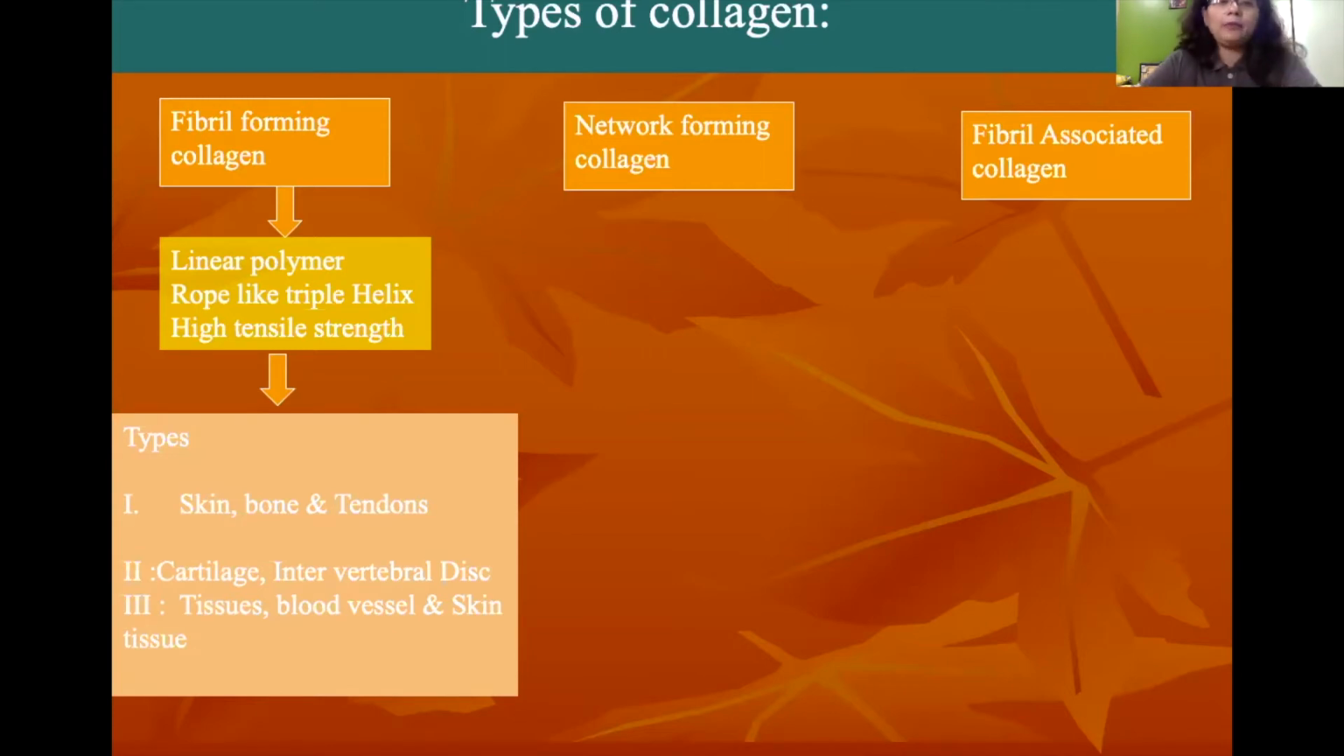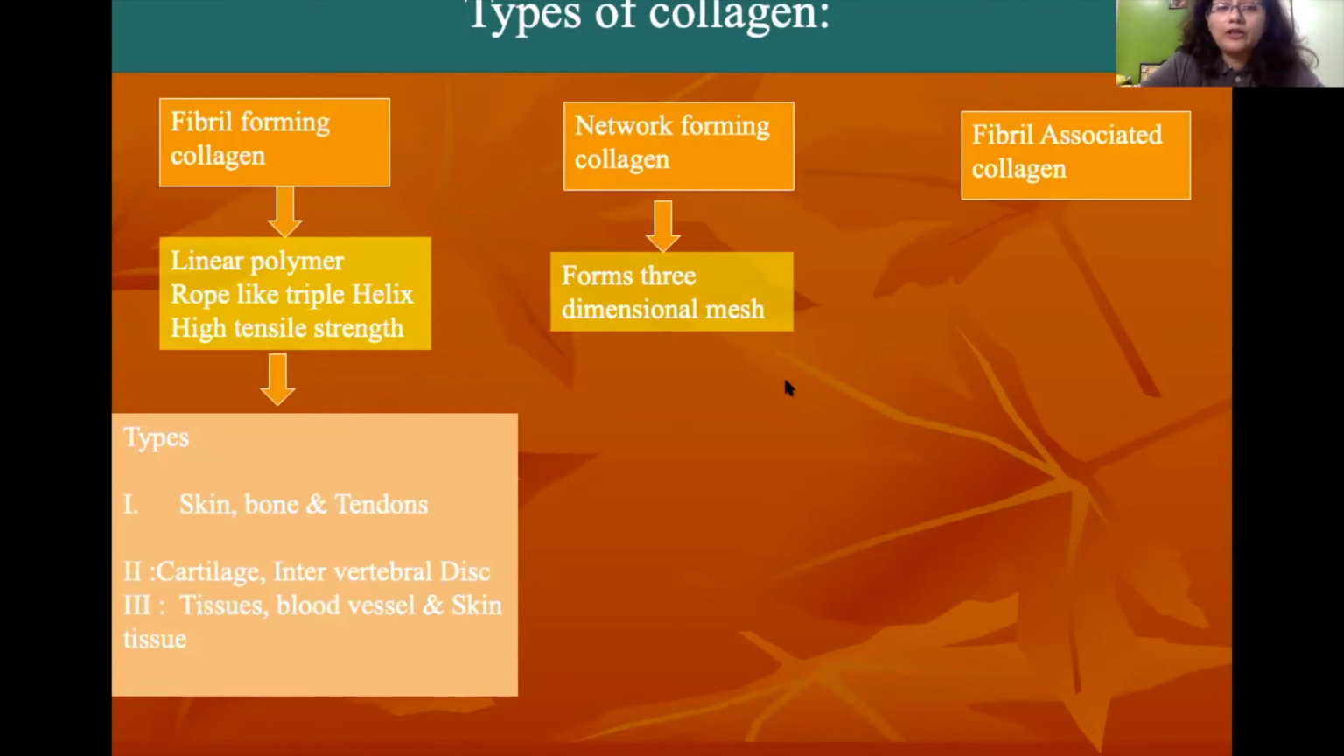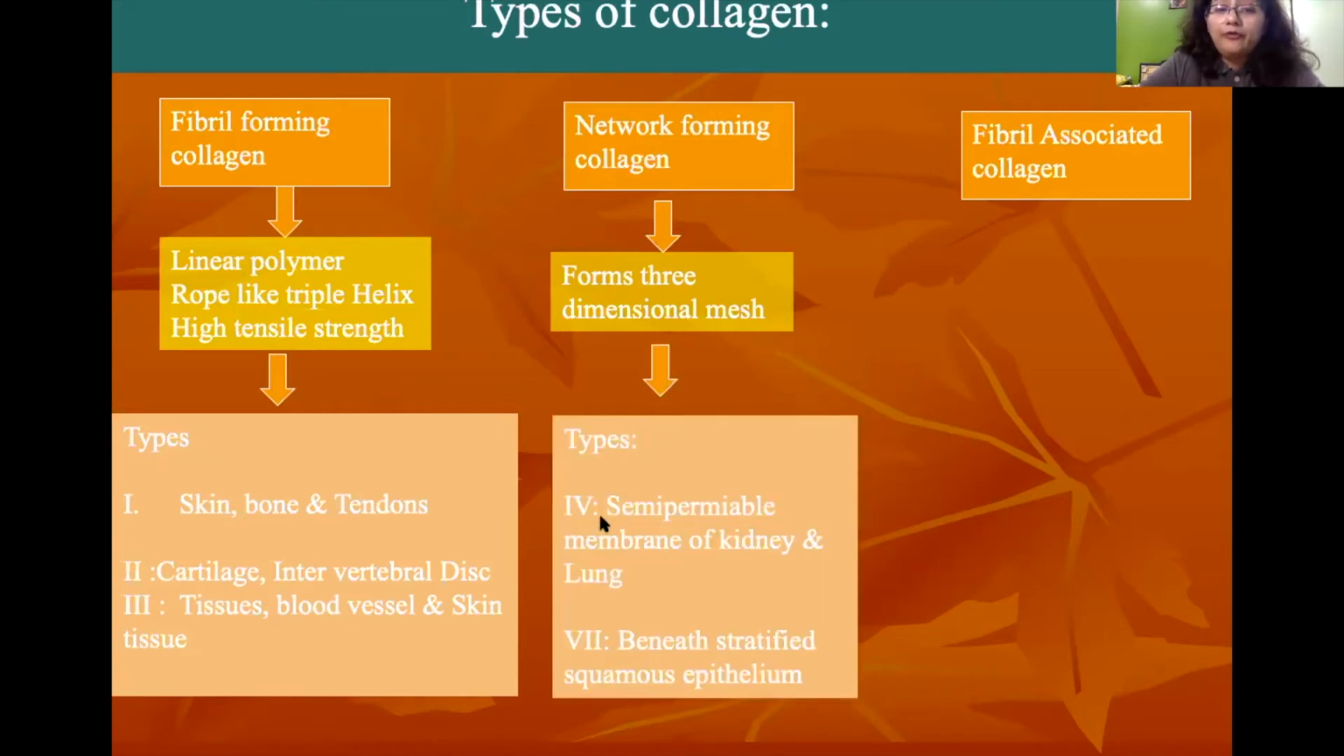Now, the second type of collagen is the network forming collagen. Actually, it forms a three-dimensional mesh. Such types of collagen include type 4, which is present as a semi-permeable membrane of the kidney and lung. Then type 7, which is present beneath the stratified squamous epithelium.